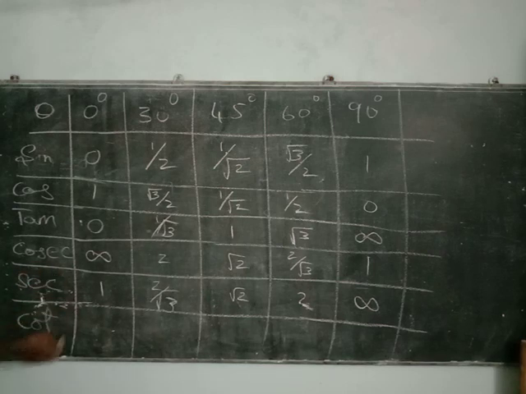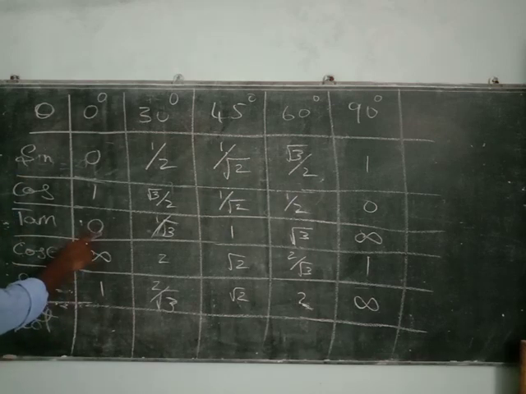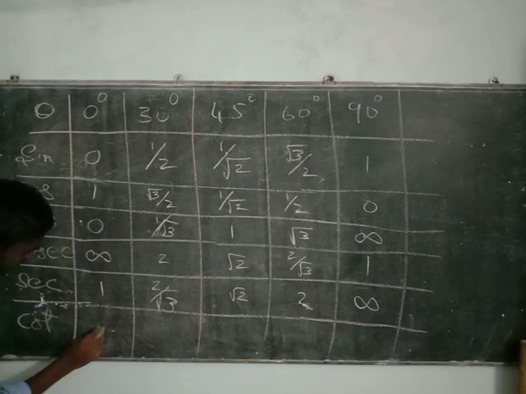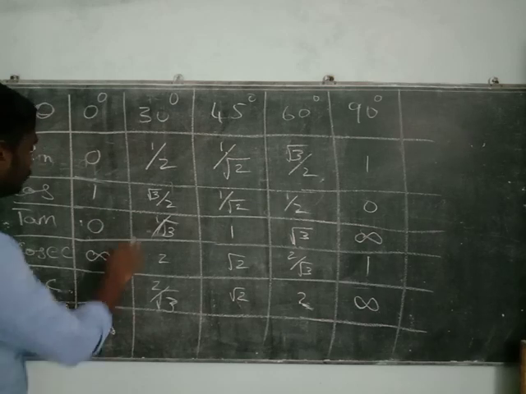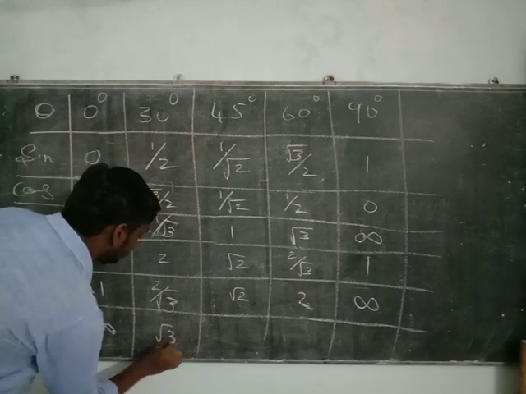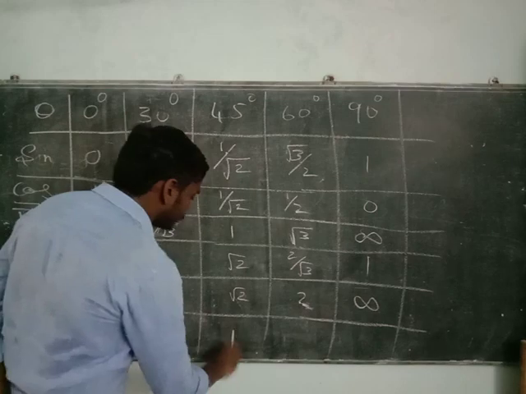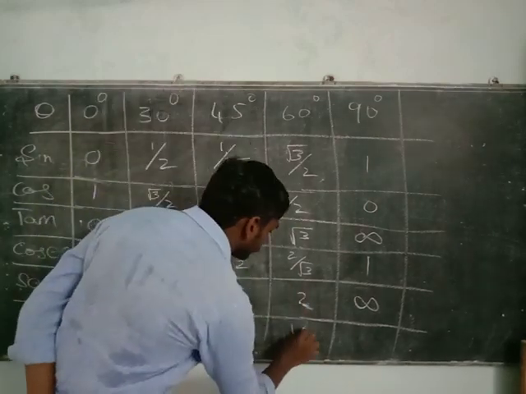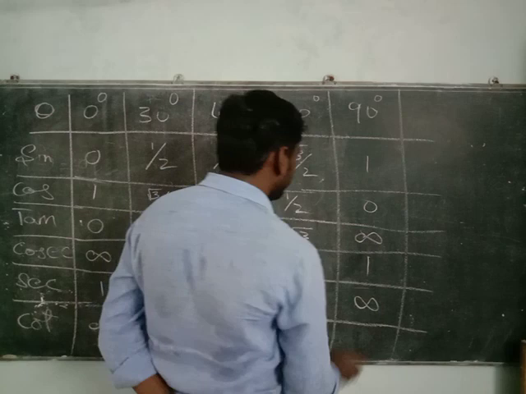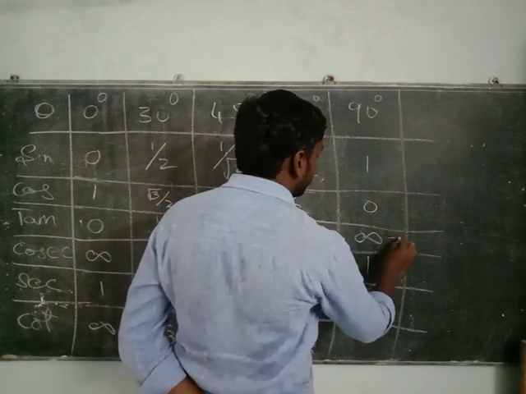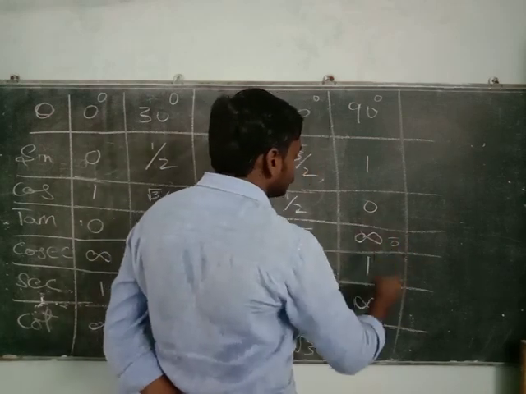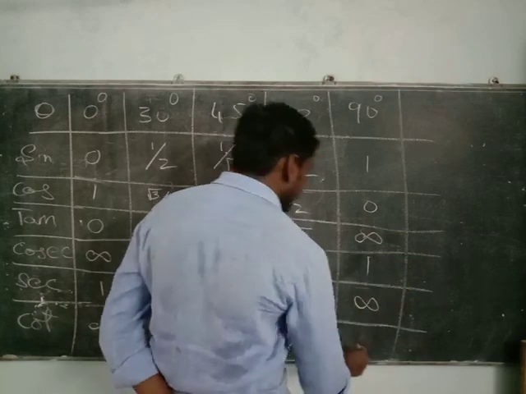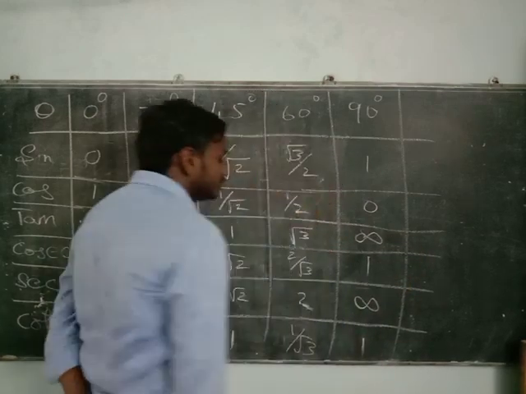Cot is the reciprocal of tan, or you can divide cosecant by secant, so you will get the same value. Any number divided by 1, and that reciprocal now, any number divided by 0 is infinity. 1 by root 3 reciprocal is root 3. 1 reciprocal is 1. Root 3 reciprocal is 1 by root 3. Infinity means nothing but any number divided by 0. When we take the reciprocal, I will get 0 by 1. So I can write it as infinity, or I can also write it as 1. That's up to me.